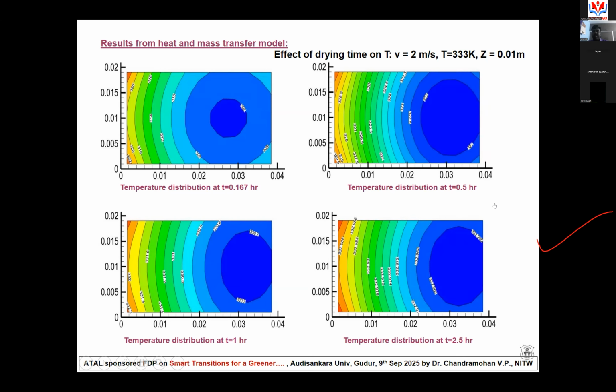It is natural. Whenever we dry food products, it's a time-consuming process. It takes its own time, and when the time increases, the product temperature always increases. That natural behavior we could get through these programming softwares. Finally, the results are plotted in the Tecplot software. So this is how we get the temperature distributions, for a velocity of 2 meters per second.